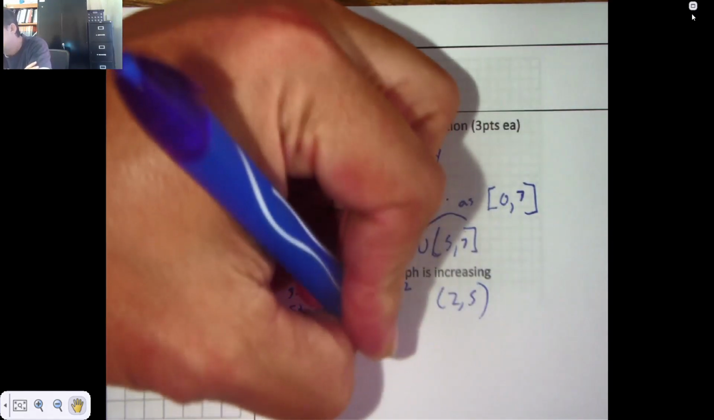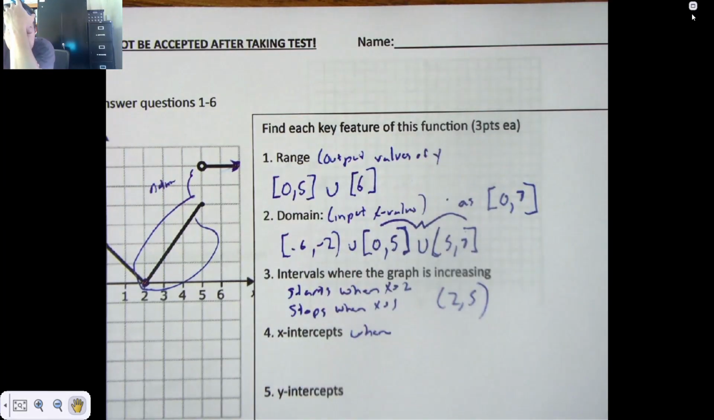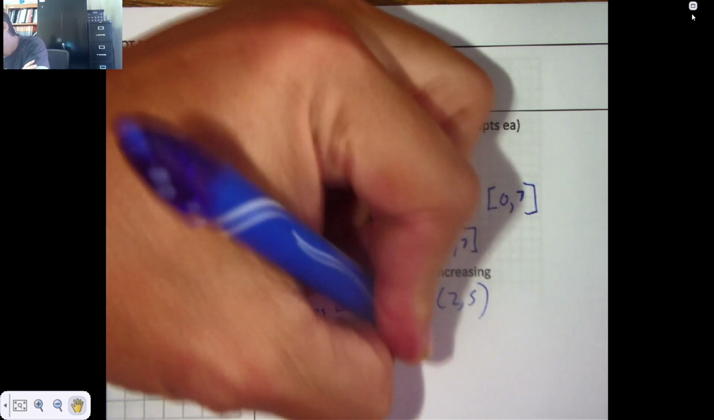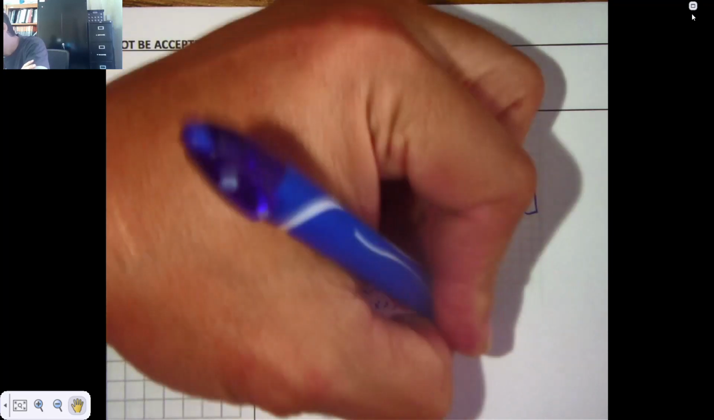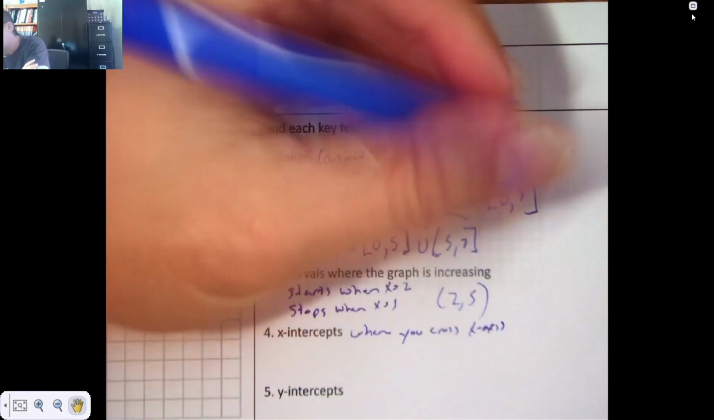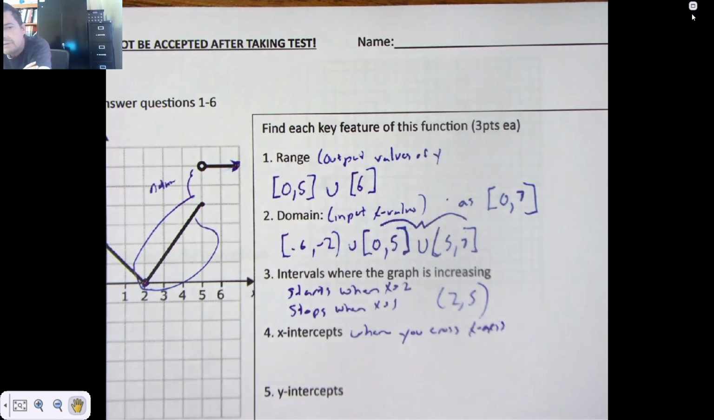X-intercepts are where you cross the x-axis. My God, the number of kids who missed that in second period blew my mind. Oh, how do you miss that? How do you not know how to look at a graph and find an x-intercept? I don't know how to fix that.